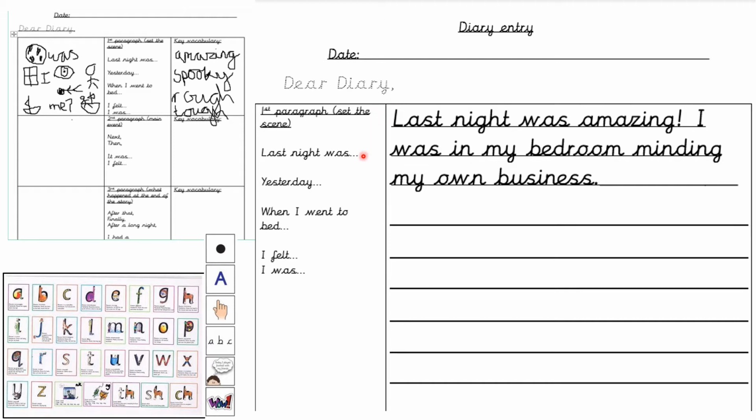I've already started writing up this first couple of sentences here. So if we look at my plan, I've got that little picture of the moon that I drew to remind me that I'm going to start it with, last night was amazing. So I've used some of my key vocabulary in my draft. The next sentence, I was in my bedroom minding my own business.